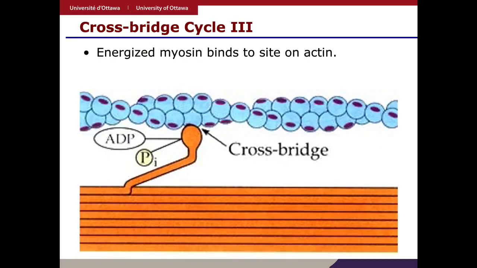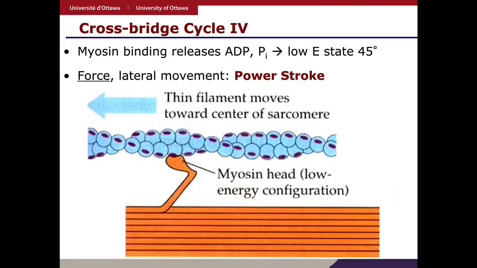The energized myosin head now binds to the binding site on actin and forms a cross bridge between the thick and thin filaments. In this diagram, the M line at the center of the sarcomere is to the left. Myosin binding to actin causes the ADP and inorganic phosphate to be released. This causes a further change.